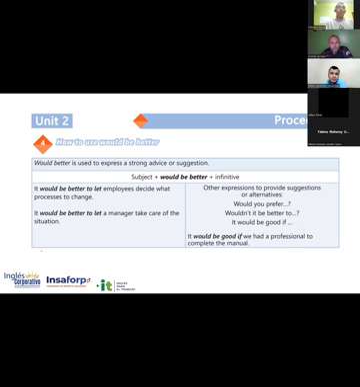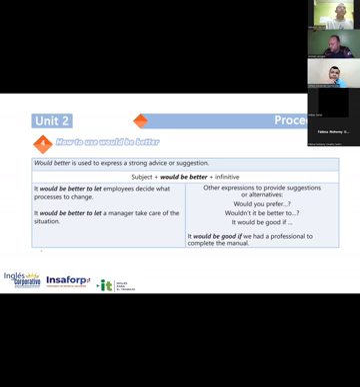Sería mejor que dejáramos a los empleados decidir qué procesos se deberían cambiar. Mm-hmm. So now, then we also have, it would be better to let a manager take care of the situation. Sería mejor que dejáramos que un gerente tomara el control de la situación, se encargara de la situación.